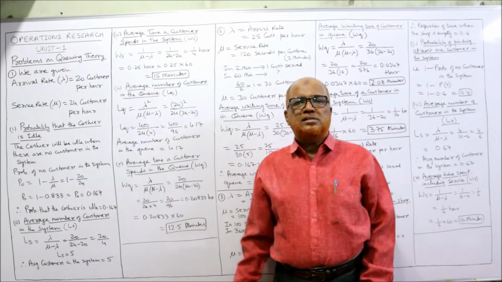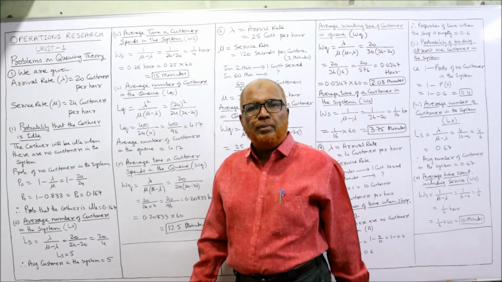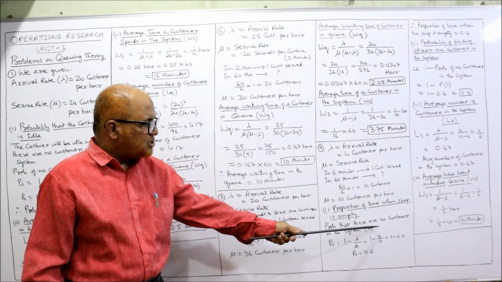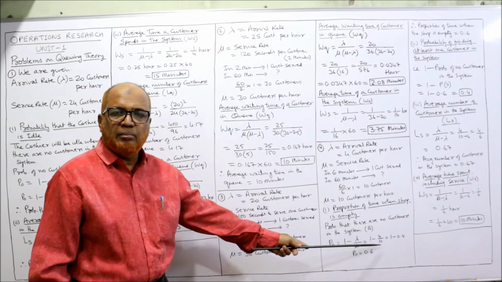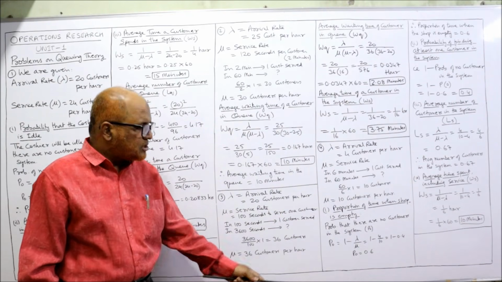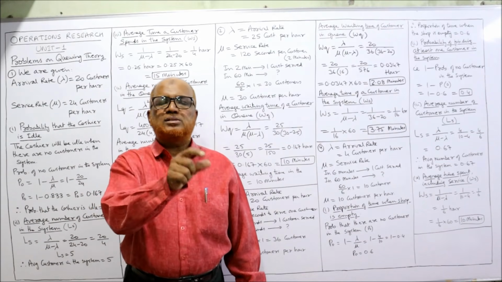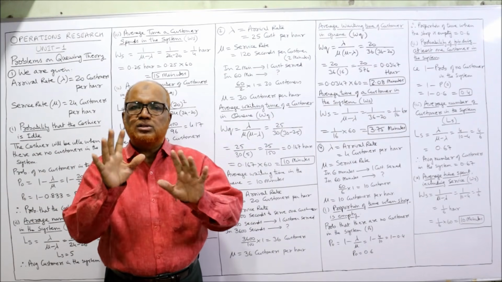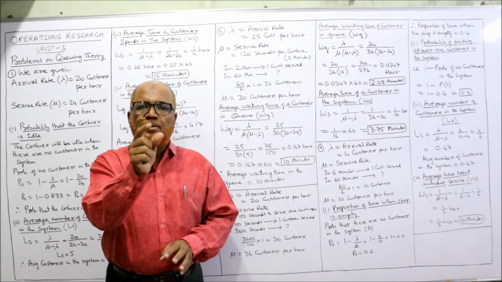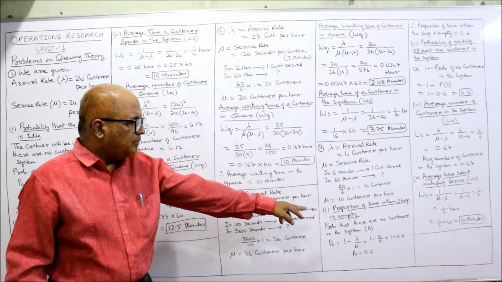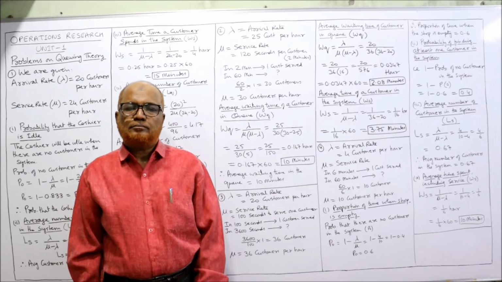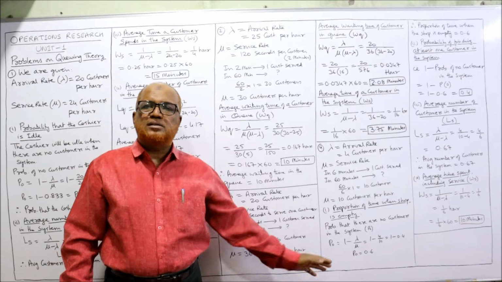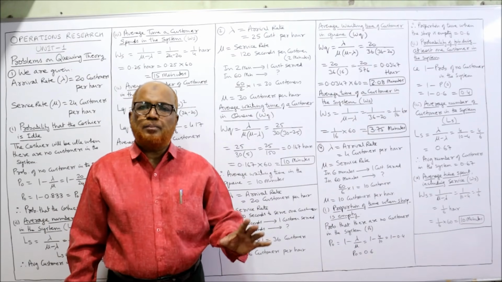The formula for P0 is 1 minus lambda by mu. So here 1 minus lambda by mu, 1 minus 4 by 10. 4 by 10 means 0.4. 1 minus 0.4 is 0.6. P0 is 0.6. What is P0? Probability of no customers in the whole system. So 0.6 is the probability of the time when the shop is empty. Proportion of time when the shop is completely empty is 0.6.